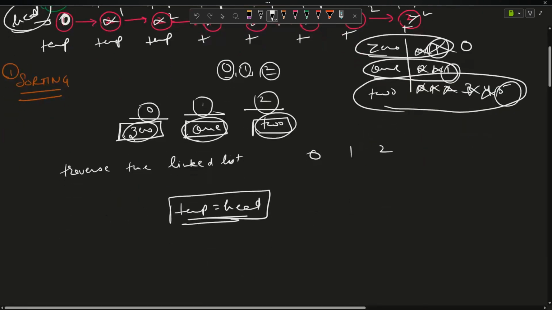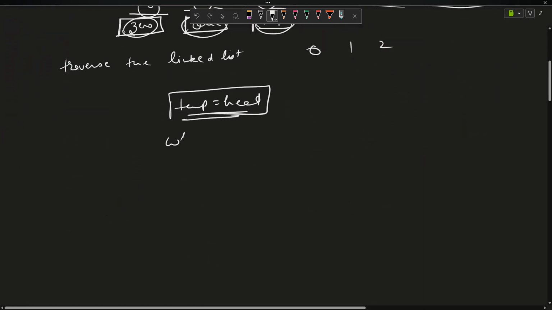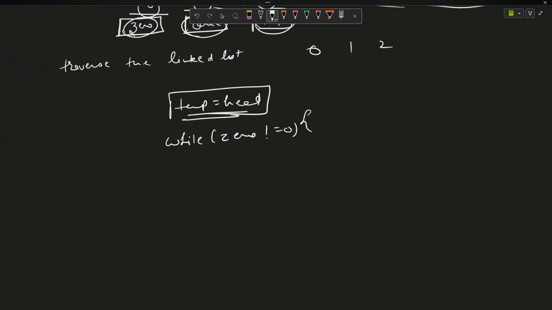So how will you proceed after temp equals head? We will say while my zero is not equal to 0, right? What do I do?